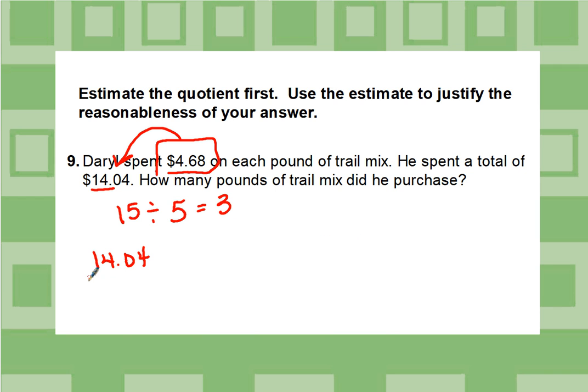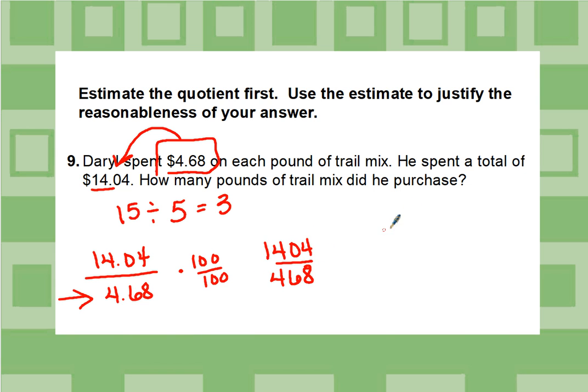14.04 and 4.68. Now, in order to get rid of our decimal, it's in the hundredths spot, so we need to multiply by 100 over 100. By doing that, it becomes 468 and 1404. Notice we have no decimals now. Now we can go ahead and divide 1404 divided by 468. Again, we have huge numbers here, right?